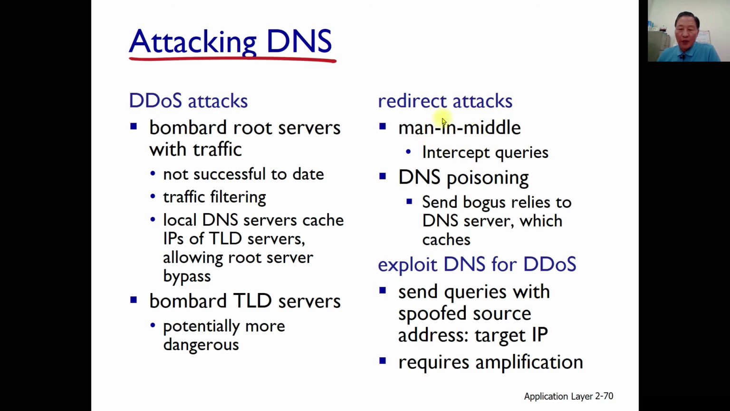There may be some ways to attack, for example, intercept queries, and also DNS poisoning, sending wrong or bogus replies to DNS servers which cache the wrong information, and exploiting DNS for DDoS. And here to attack, this may be used: send queries with the spoofed source address, the target IP. There may be several ways to attack this DNS server, but still it has been working well.